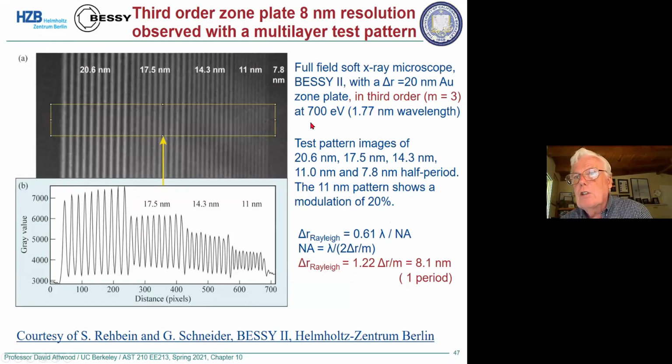And this is showing a result they did with a 20 nanometer zone plate, but they imaged in third order, and they were able to see features down to 8 nanometers, okay, a period. So that was quite good.